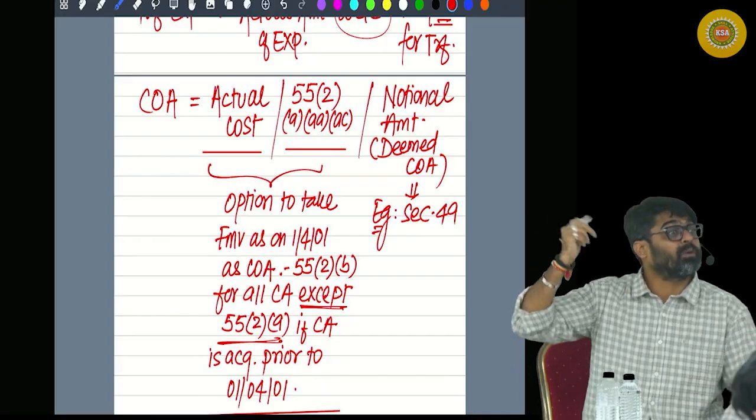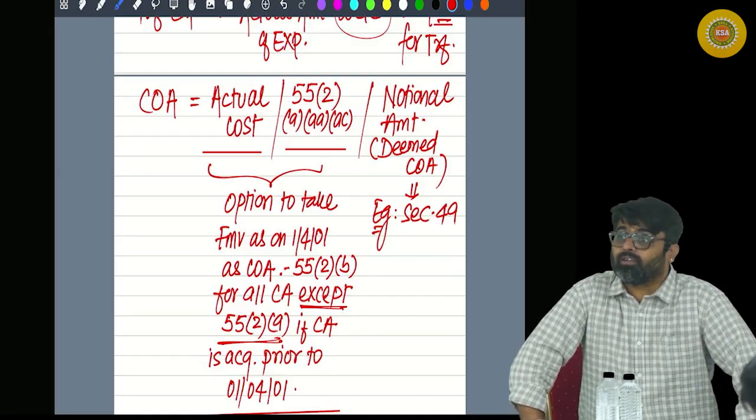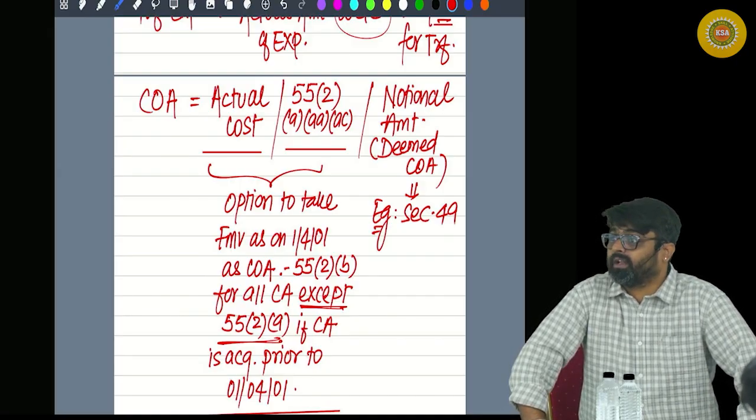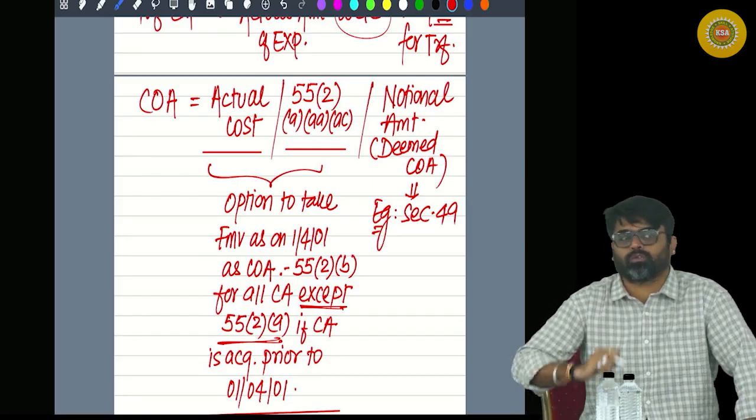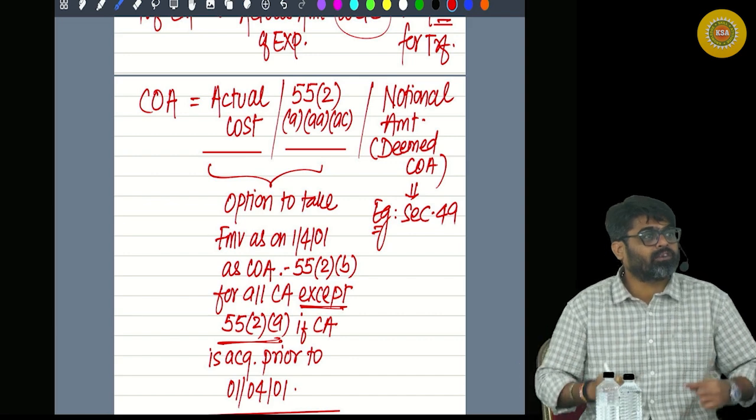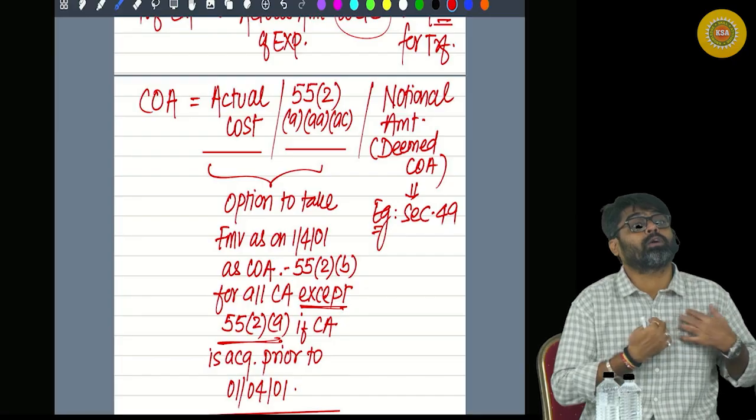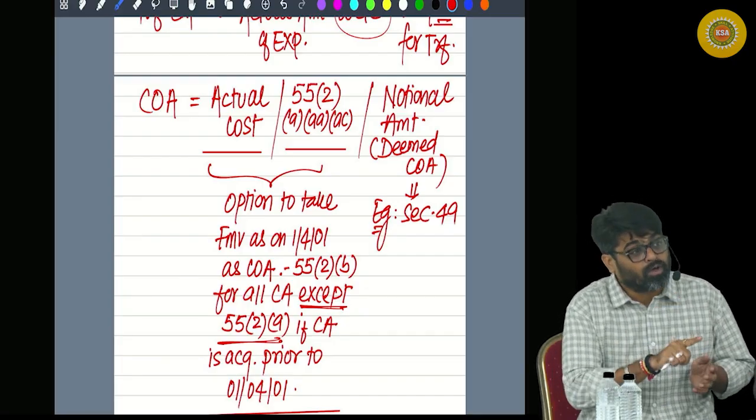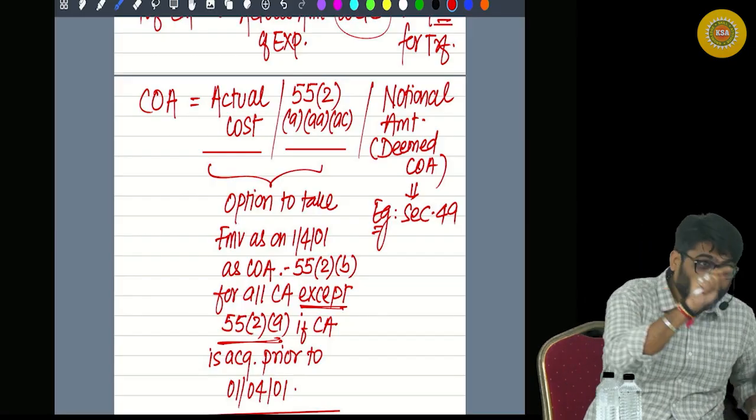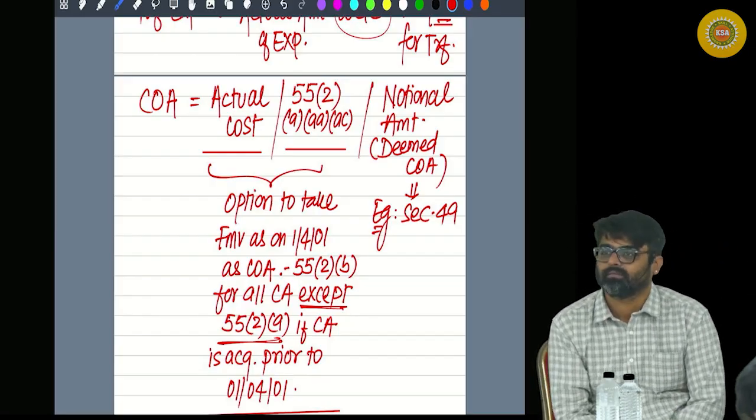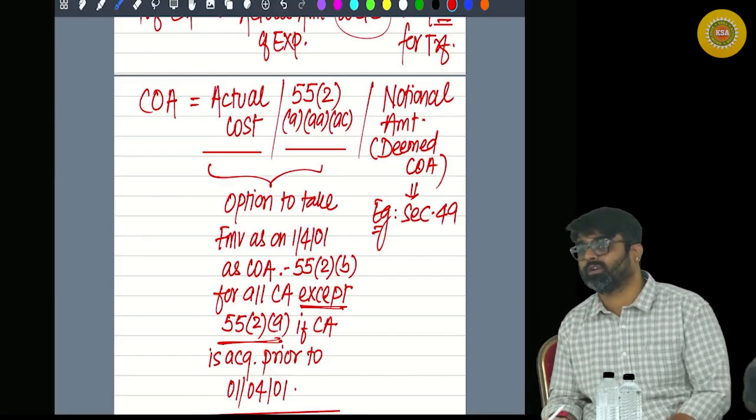Gift is a mode specified under section 49(1), which says that if the asset is acquired by the assessee by way of any modes prescribed under section 49(1), and gift is one of those modes, then what will be the cost of acquisition in the hands of the assessee? Cost to the previous owner shall be deemed to be your cost of acquisition. In that case, I will not take my actual cost. My actual cost is 0.